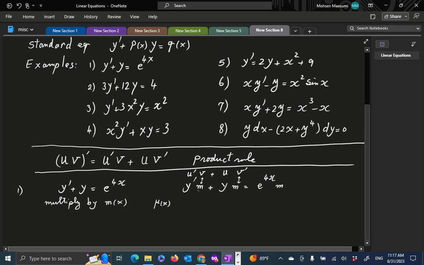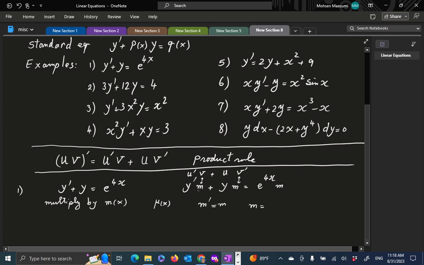So I want m to play v prime. I want m to also play v. So it means m prime is m. The function that I'm after has to be such that its derivative is equal to itself. Well, we can go ahead and solve that side question by separation method, or we can just guess right now, in order not to take too long, what's a function whose derivative is equal to itself.